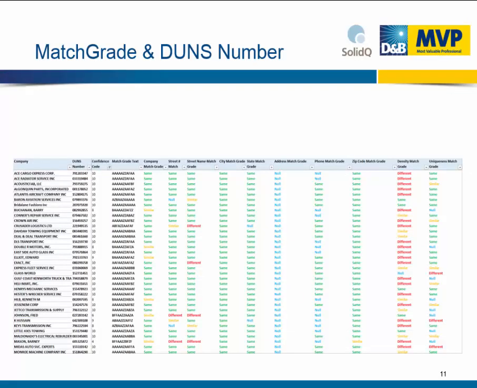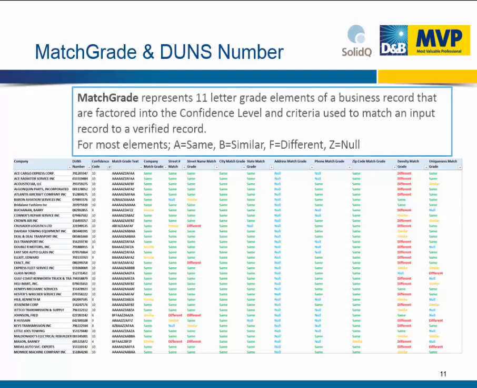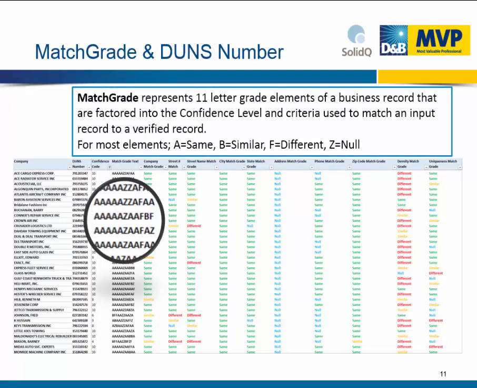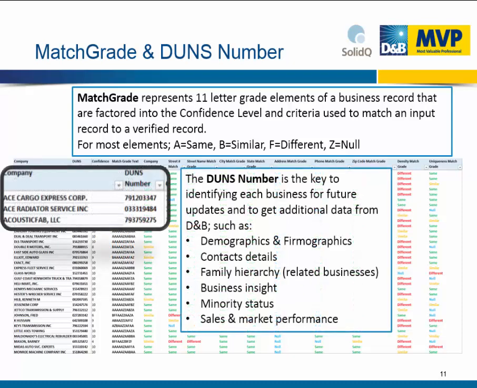That concludes the demonstration. A couple things in summary here, some really important elements. The match grade represents 11 letter grade elements of a business record that are factored into the confidence level. So there are 4 different levels of match grade for these 11 different elements. So you can break that down, you can understand what the matching engine was actually doing internally, and you can use this to look at it under a microscope rather than just accepting the match behavior from the API. Having access to the specific match grade elements can be useful in understanding what data changes for a business over time as it's updated, as well as what may have been suspect in the original records.